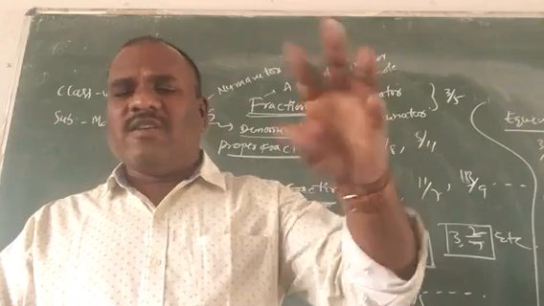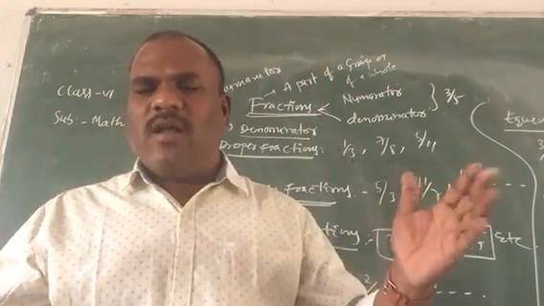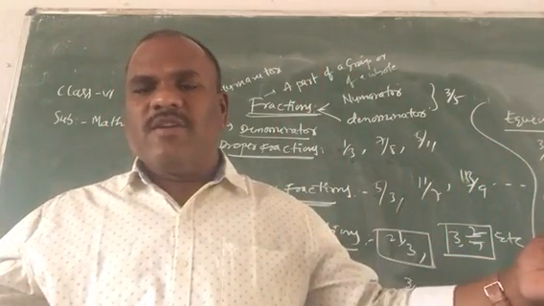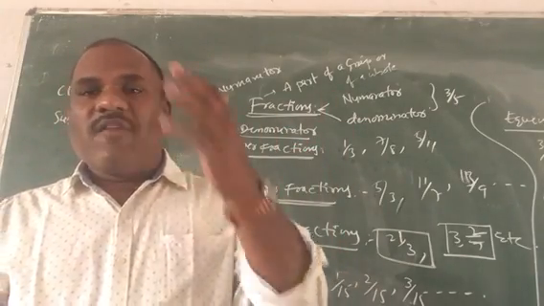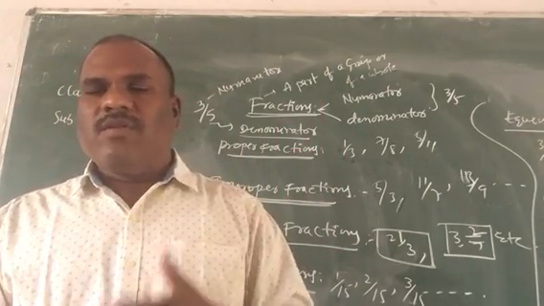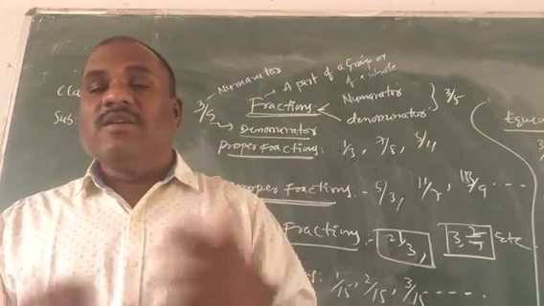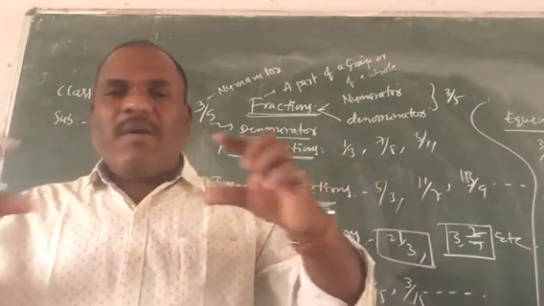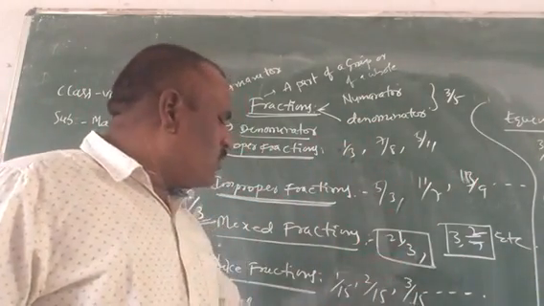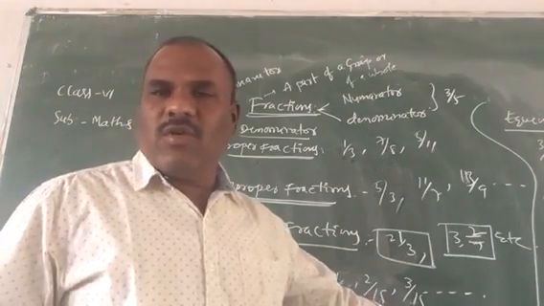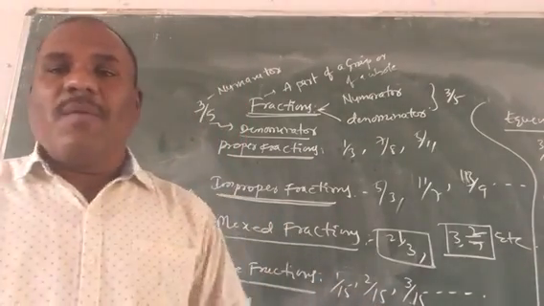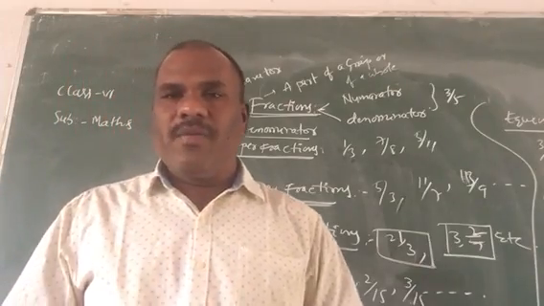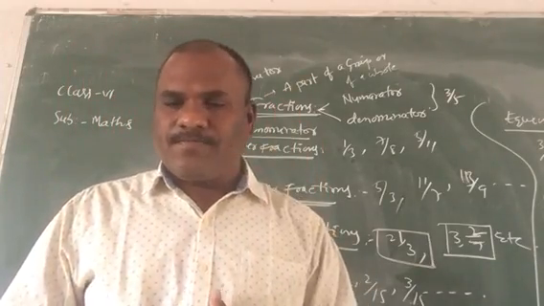Next, unlike fractions, children. So, what are unlike fractions? The fractions with different denominators are called unlike fractions. For example, 1 by 2, 3 by 4, 5 by 7, 7 by 9, etc. In all these examples, the denominator is different, and those fractions are called unlike fractions, children.